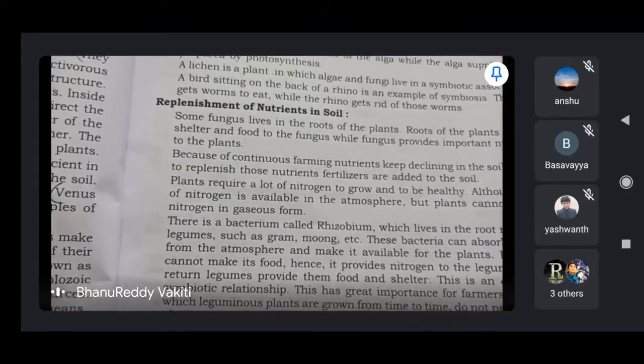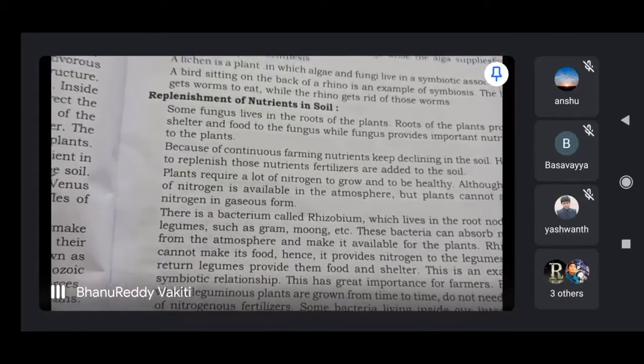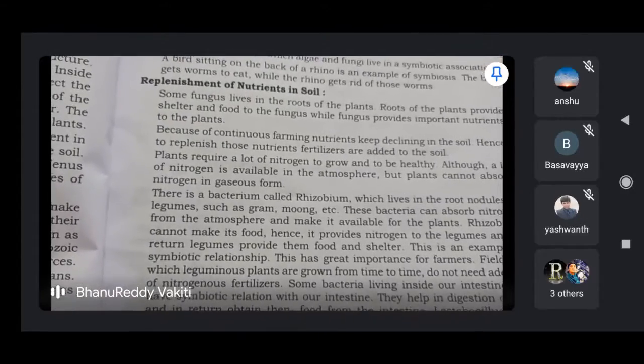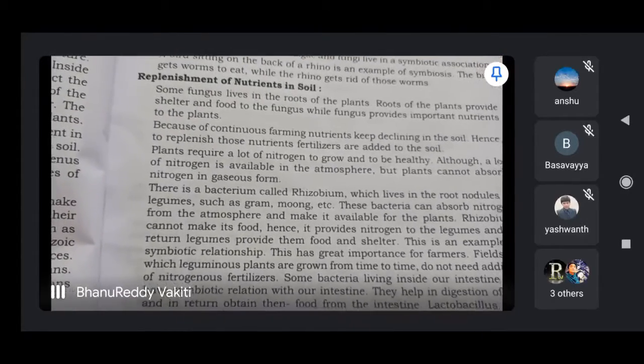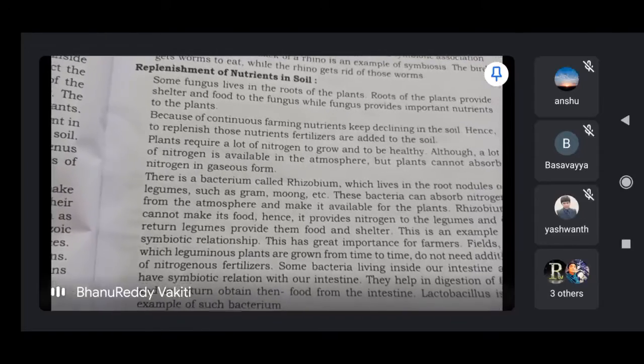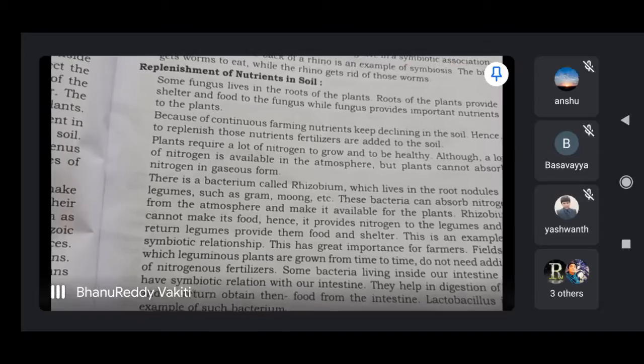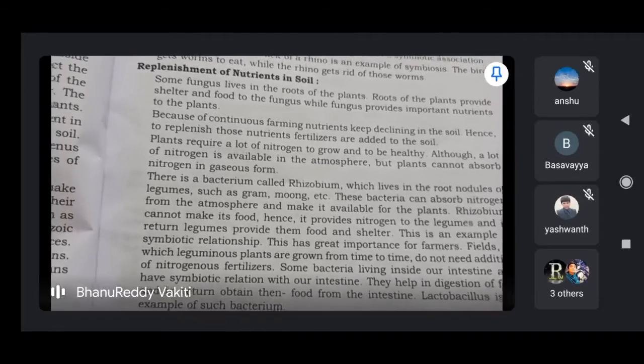So continuous farming. Now only I told, due to that, crop rotation: legumes and then cereals. Like that you should keep repeating, rotating. Then only fertilizers stay in the soil, or else the soil will lose those nutrients. In that manner we can understand. Up to here I'll stop.